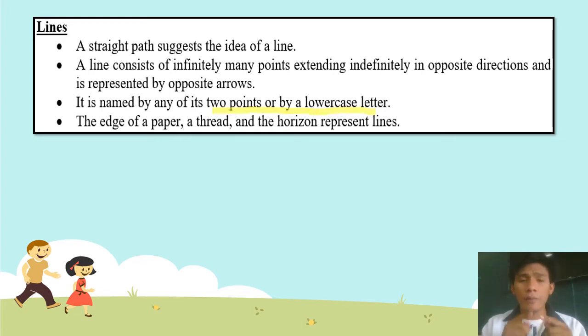The edge of a paper or the edge of this figure is already called a line. A thread is already called a line. The horizon represents a line. Those are examples of a line.